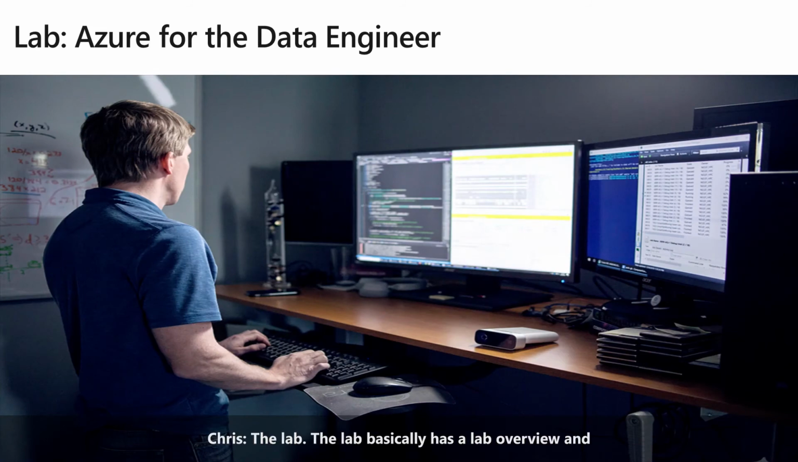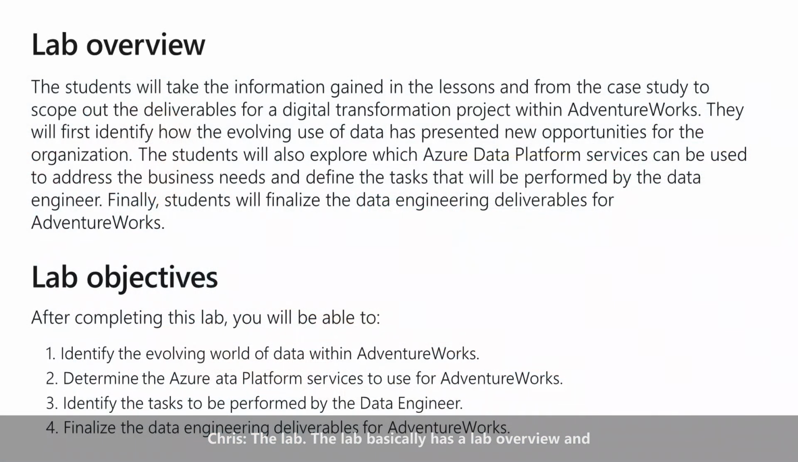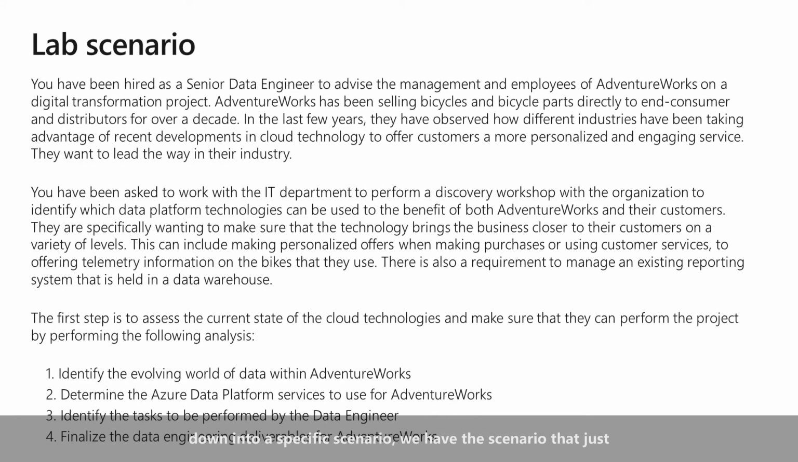And then there's a lab. The lab basically has a lab overview and objectives. The case study that you've just read gives you the overarching business case requirements of the business. The lab overview is telling you what we're trying to get out of this particular lab for this particular module, which is then articulated as objectives. But to drill down into a specific scenario, we have the scenario that gives you a little bit more information to help you out with the lab. So this is designed to supplement the case study as well.